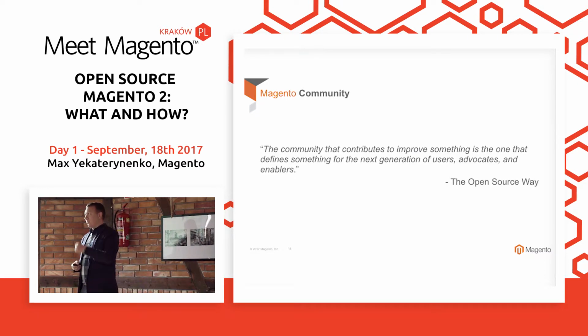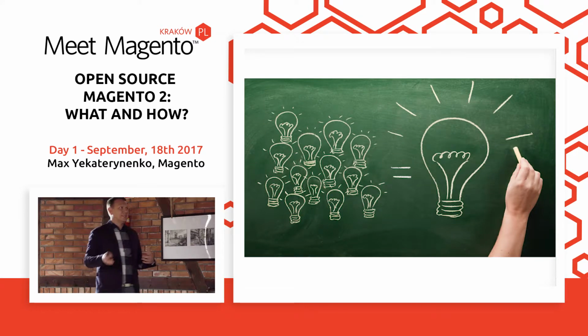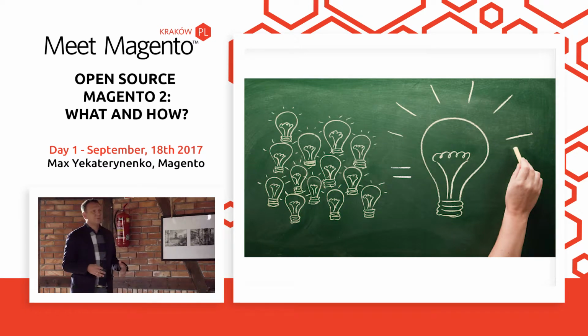There is a quote from Open Source Way, which I personally think describes the power of any community: the community that contributes to improve something is the one who defines it for next generations, user advocates, and enablers. So basically, whatever you're doing right now, if you contribute to a product, you define the future, how this product, this software, this community is going to drive in the future. So you're part of building something big. And as I said, a thousand minds can help to build something huge, something bright, something everyone's going to be excited about.